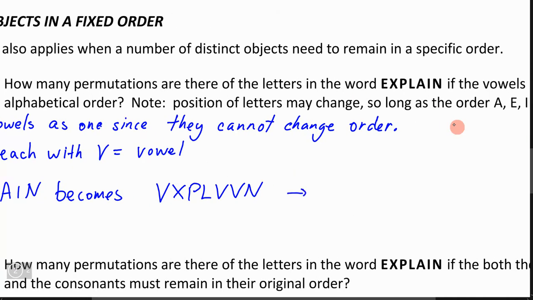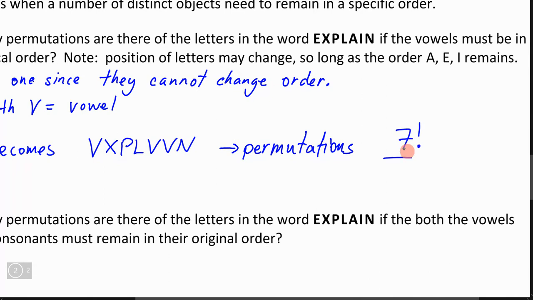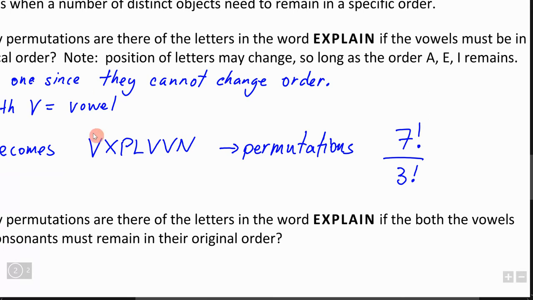So the number of permutations will be 7 factorial because we have 7 letters in the word explain, and I divide by 3 factorial because of the repetition of the V's, the vowels. Okay, so remember the vowels just cannot change order. So this allows me to simply say, okay, this is the vowel. This is the vowel here, then the next vowel is here, the next vowel is in here. This is the order I'm going to put them in. So my permutations are 7 factorial over 3 factorial, which is 840.